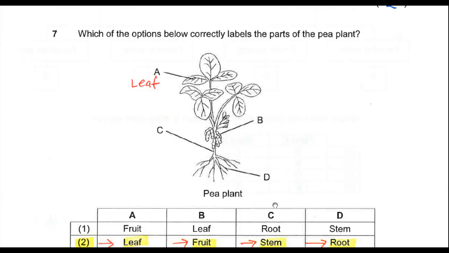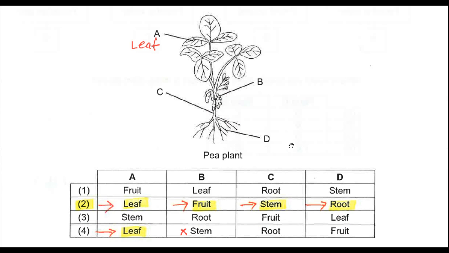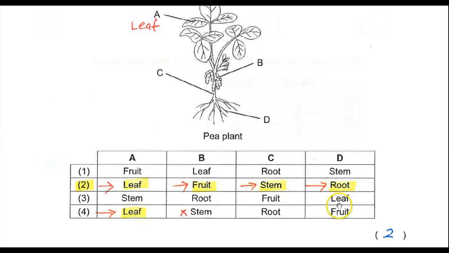Over here, it will be good for you to name them. This is leaf. This is stem. These are fruits. And this is the root. So over here, I name it correctly. Now, A is definitely leaf, therefore it's either number 2 leaf or number 4 leaf. But the next one is wrong, so it is not stem. B is not stem, B is fruit, so it goes leaf, fruit, stem, and root. Choice is 2.